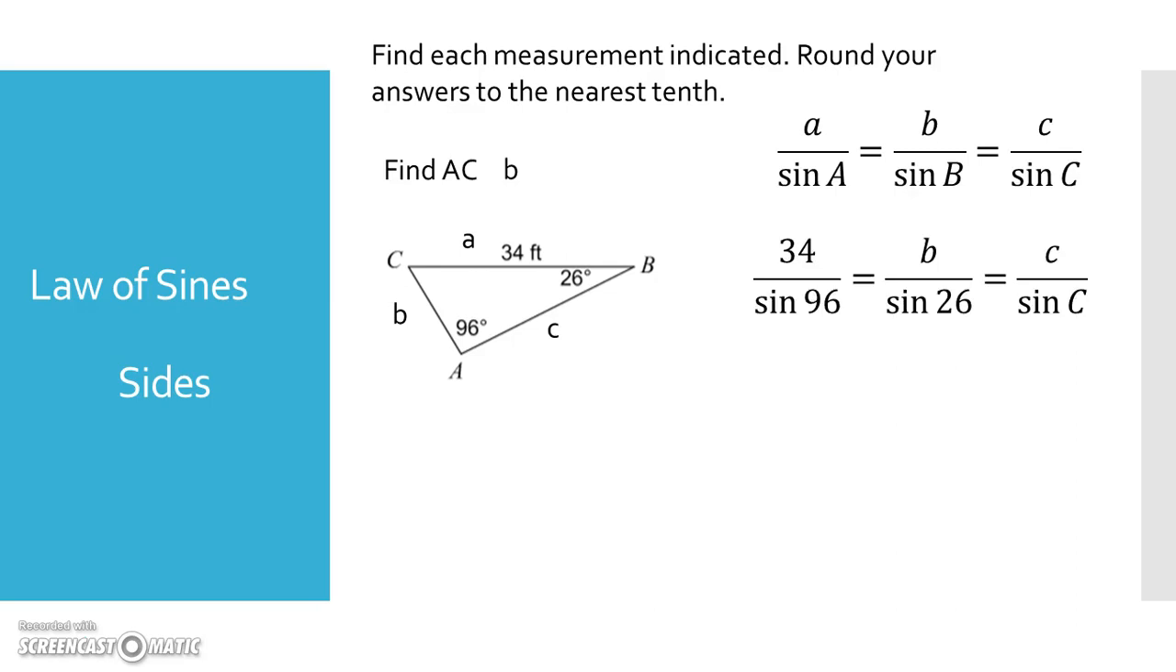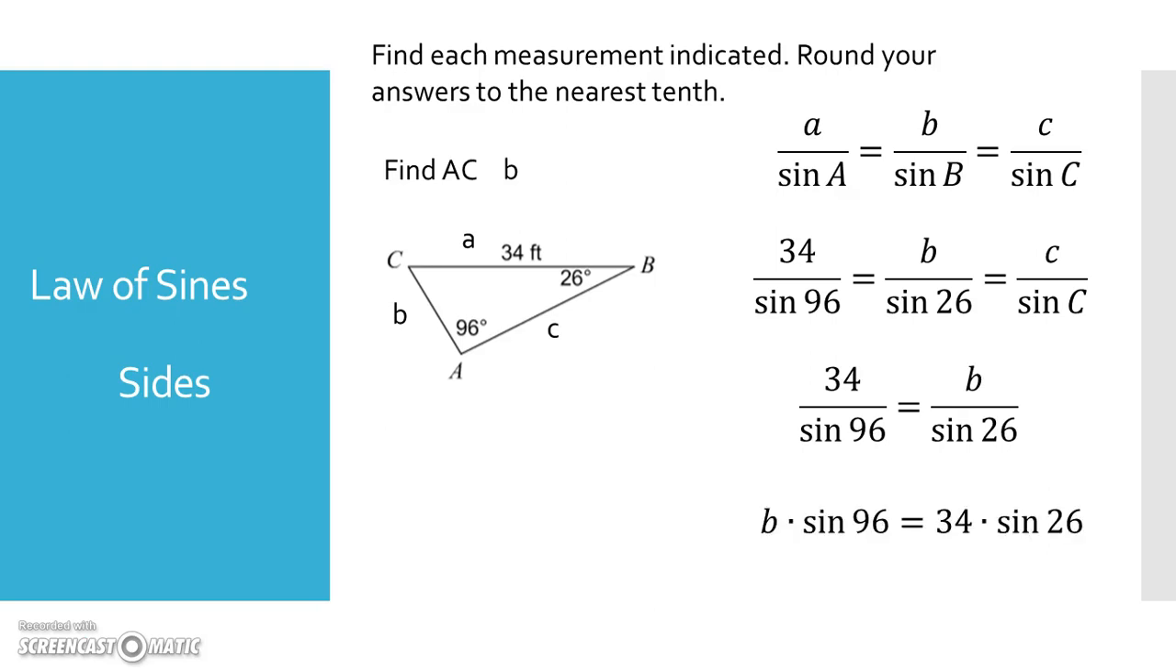What we're going to use, we need to find AC, which is lowercase b. So we're going to use A and B. Cross multiply, we get b times sine of 96 equals 34 times sine of 26. To get b by itself, we divide by sine of 96. Type that straight into our calculators, 34 times sine of 26 divided by sine of 96, and we get 15.0.